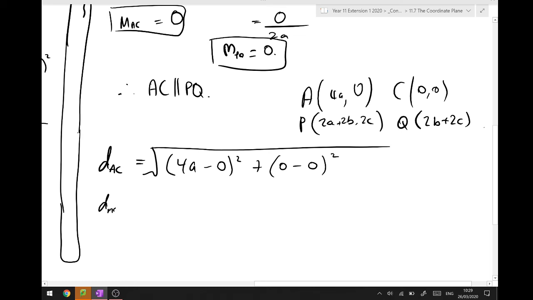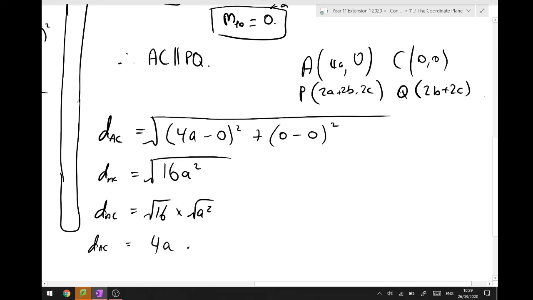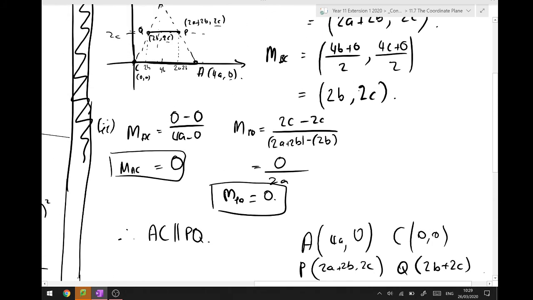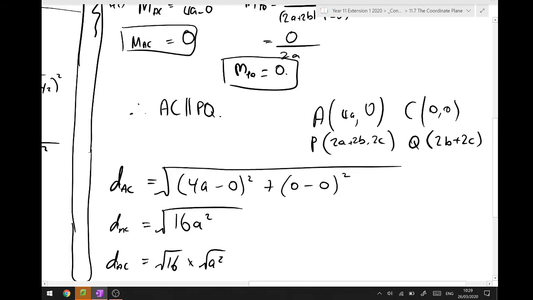So the distance of AC is equal to, well, 4a squared is just 16a squared, plus 0, which is just 0. So D of AC is the same as the square root of 16 times the square root of a squared. The square root of 16 is just 4, and the square root of a squared is just a. So my distance of AC is just 4a, and we know that too, because the distance from (0, 0) to (4a, 0) is just 4a. We've shown that algebraically using my distance formula.